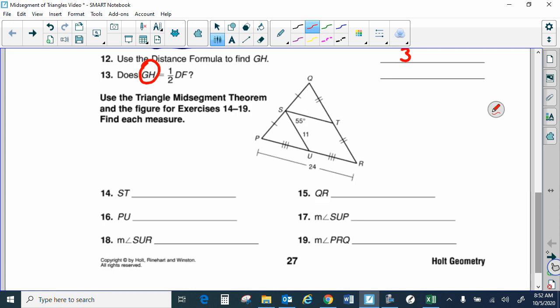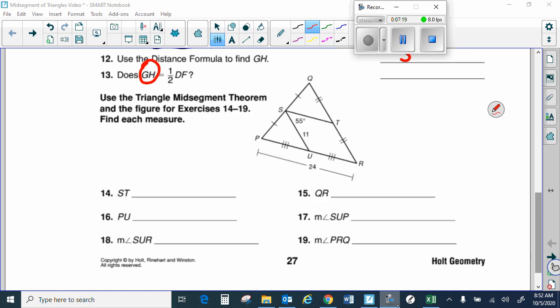All right, use the triangle. Where's my recording? This better be recording. Yes, it still is. Okay.